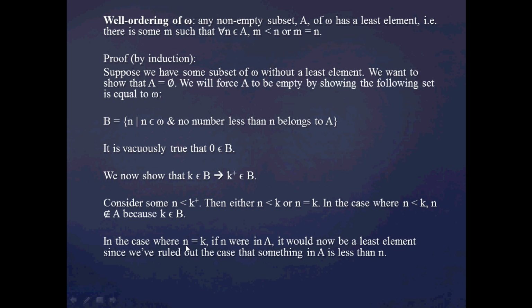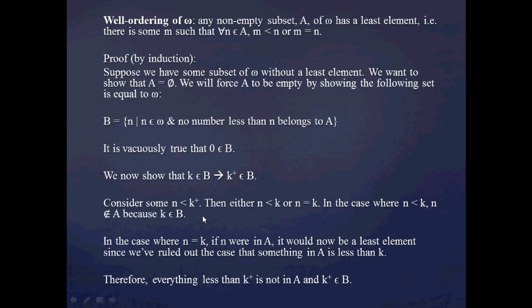Now let's take the case where n is equal to k. Either n is in A or it's not in A. If it's in A, it would serve as a least element. That's another important statement to wrap your head around in this proof: if n were in A, it would be a least element, because we've ruled out the case that n is less than k. For any other comparison between natural numbers, either n is equal to k or n is greater than k. So k is going to serve as a least element if n is in A.